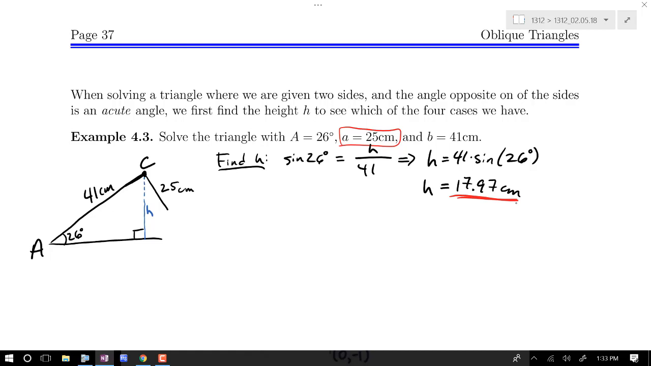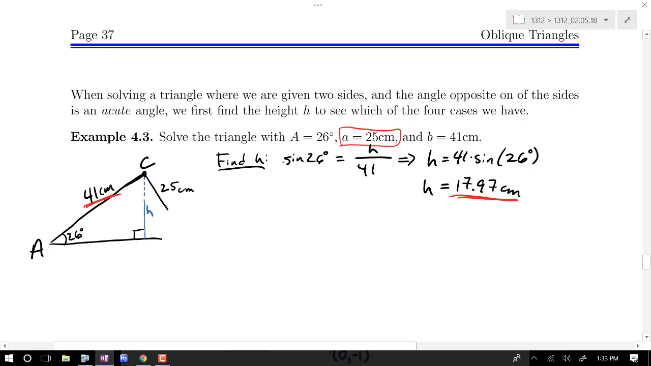That A is longer than H means I can at least make a triangle. Now we're trying to figure out, is there just one or are there possibly two? And what we have to compare it to in order to answer that question is this side length B. So if A was in fact longer than B, we would know there's exactly one triangle.